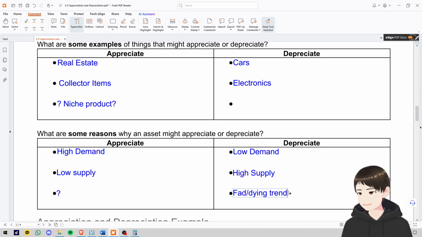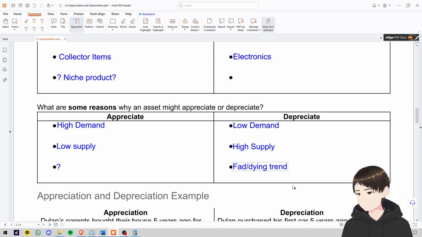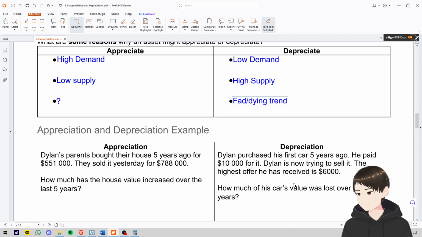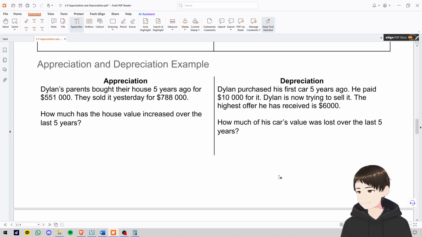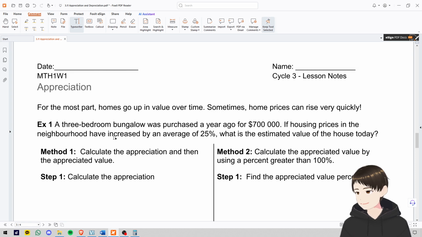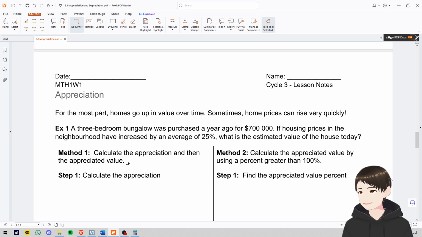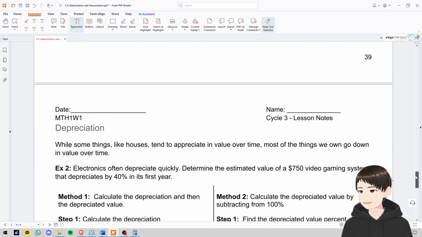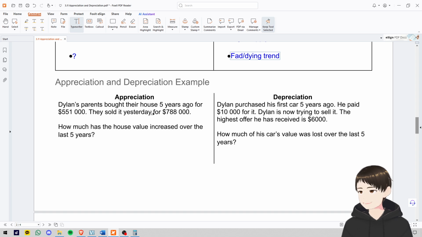Fad or dying trend. Okay, so how do we go about calculating it? Well, I'm going to show what the math behind it is. If you get a question like this, this is how I hope you will show your work. And then we'll talk about how to calculate the actual value of appreciation and depreciation as a percentage. Okay, here we go.